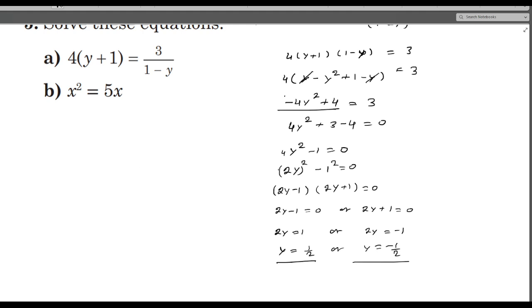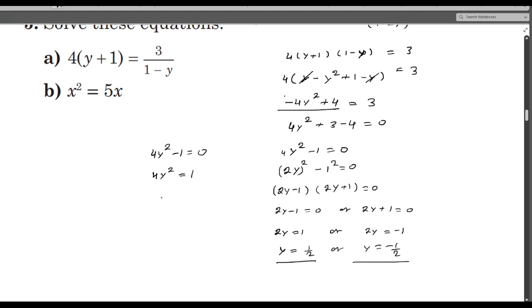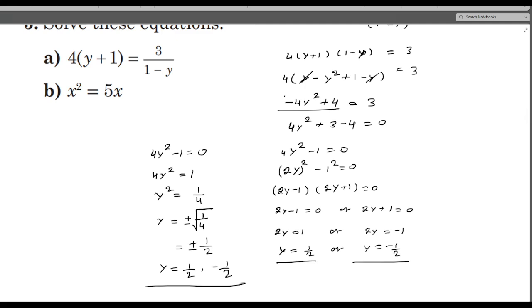Now 4y square minus 1 equals 0 can also be solved as 4y square equals 1. And then this 4 I can move to the other side, and I will say that y square is 1 divided by 4, and I take a square root, so y is plus or minus the square root of 1 upon 4, which is plus or minus 1 upon 2. So your y is 1 upon 2, or it is minus 1 upon 2. Okay, so this is the first part of the question. This is your question A. Now let us move to question B.